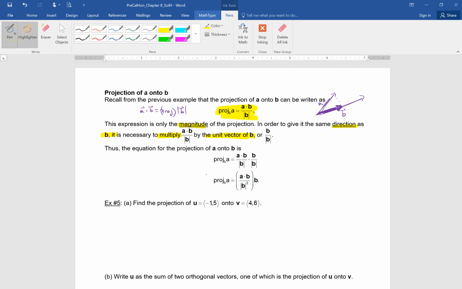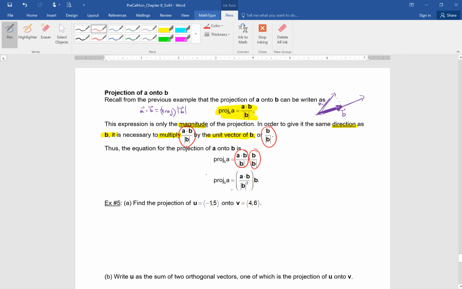Meaning, here is my projection. This is the length of my projection. What was a unit vector? You take the vector and you divide by its magnitude, right? This is the unit vector for B. If I multiply those two together, then I give my shadow its direction. So I'm going to multiply the first thing I circled times the second thing I circled.